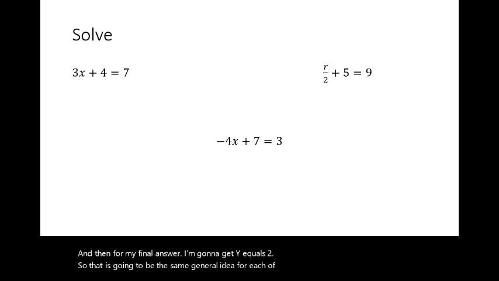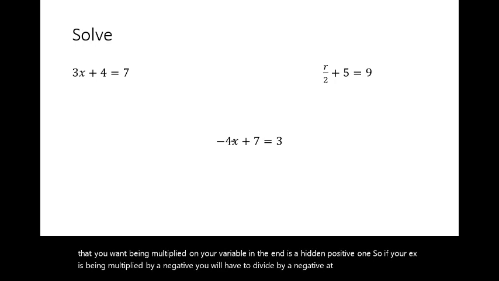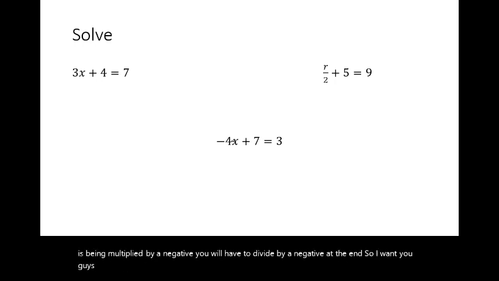Now remember, the only thing that you want being multiplied on your variable in the end is a hidden positive 1. So if your x is being multiplied by a negative, you will have to divide by a negative at the end. So I want you guys to try these three, solve for the indicated variable, pause the video, and then work through these three, and then resume when you are done working.